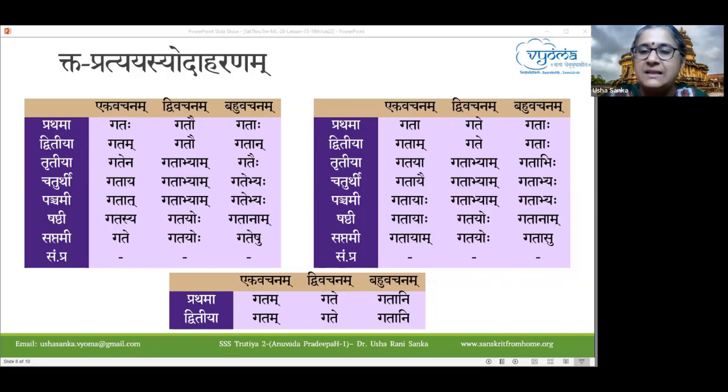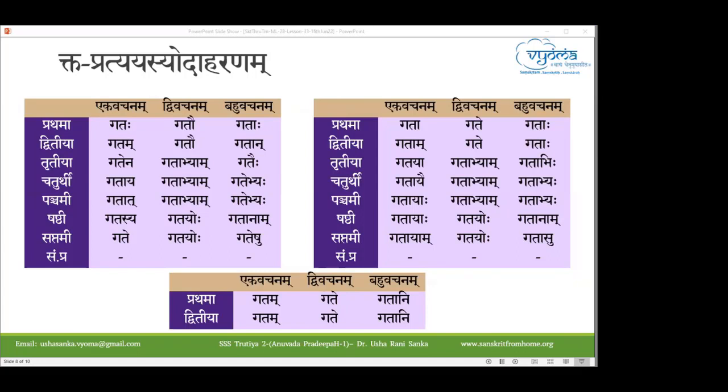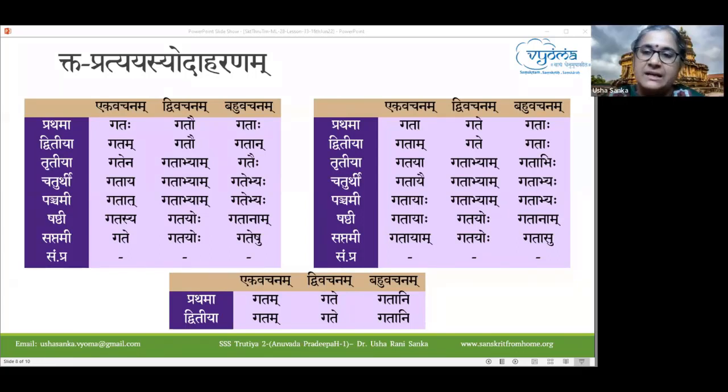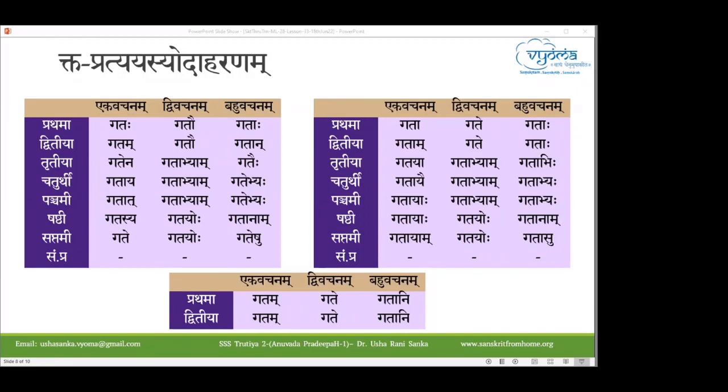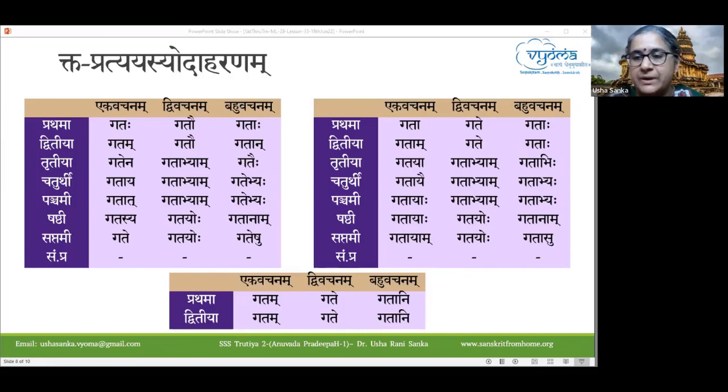Ramena Sita Drishta, because Sita is Strilinga and Drishta will go according to the Sita. Sakhibhihi Ramaha Drishtaha. But Sakhis are many. They are seeing, but they are seeing one Rama. So Ramaha Drishtaha. Like that the construction is. Now coming to Gataha.